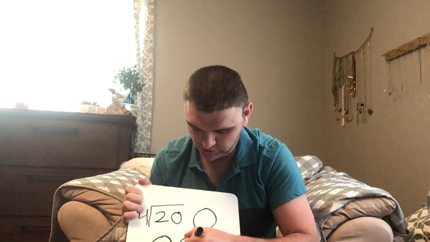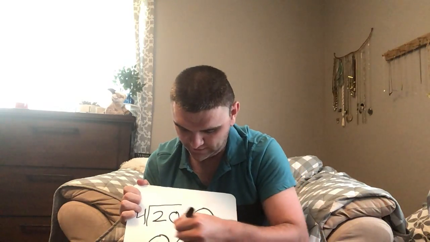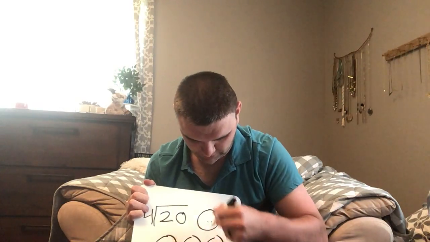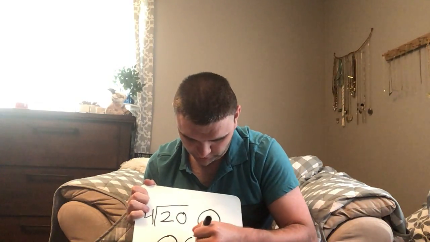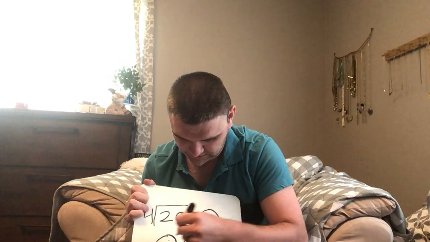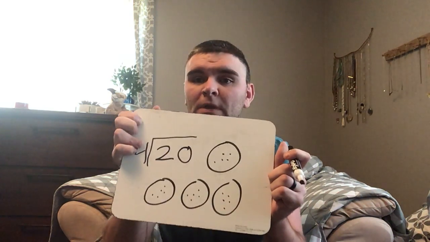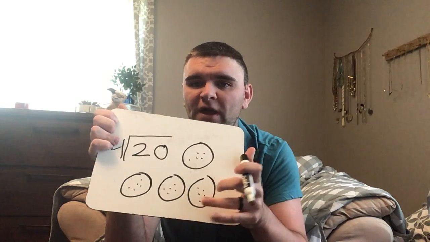So 1, 2, 3, 4, 5, 6, 7, 8, 9, 10, 11, 12, 13, 14, 15, 16, 17, 18, 19, 20. Check my answer. I realize there's 5 in each circle. That means each person got 5.